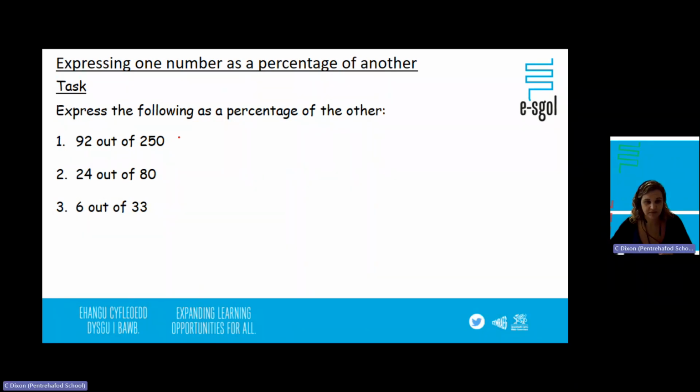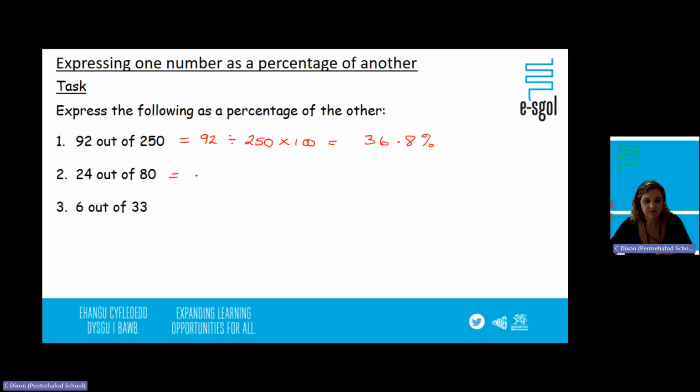Okay, so I'm coming back in now. So what you should have been doing is 92, and I can write this as a divide, I can write it as a fraction. So 92 divided by 250, multiplied by 100, and your calculator should have given you 36.8%. Remember that percent sign on the end there.